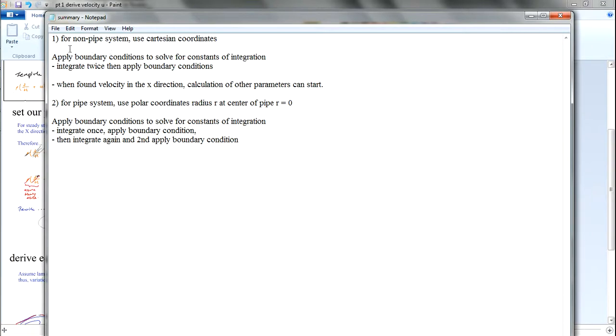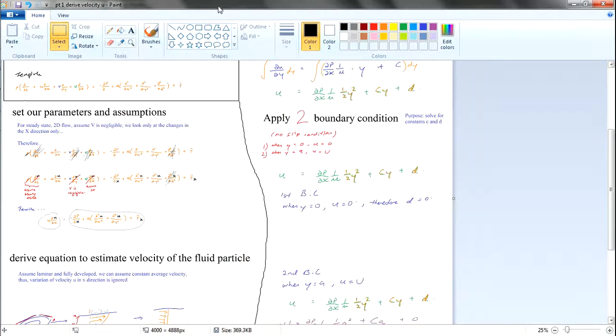The second key thing is that when you apply boundary conditions for a non-pipe system, you have to first integrate twice and then apply boundary conditions. For a pipe system, you have to integrate once, apply a boundary condition, integrate again, and apply the second boundary condition. The third thing I need you to know is that when you apply boundary conditions, apply those where everything is equal to 0.